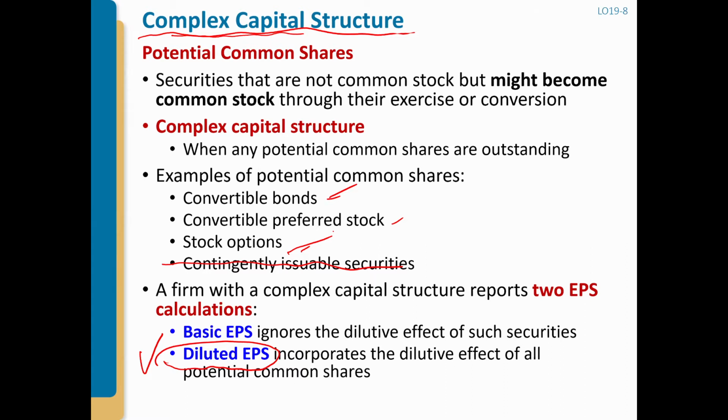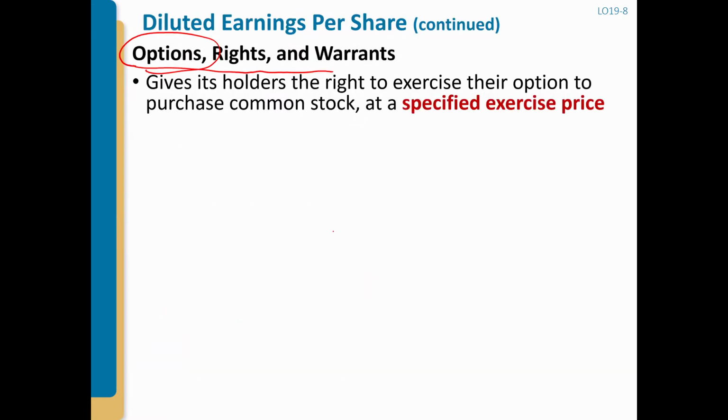So we're going to calculate what if. What is the worst earnings per share could be? We call that diluted earnings per share. So let's work on those one by one. We have several situations. The first one is the stock options, the rights and awards. So let's focus on stock options.